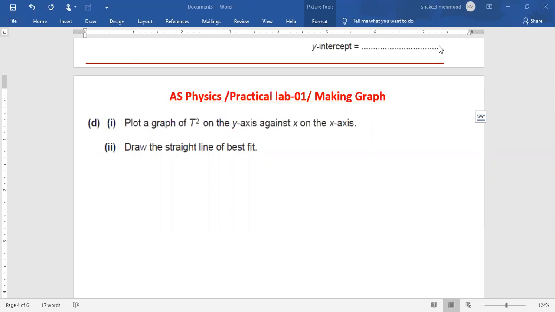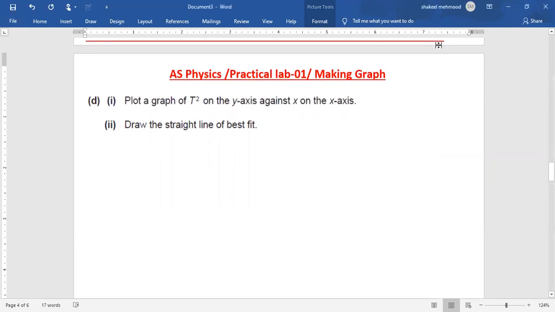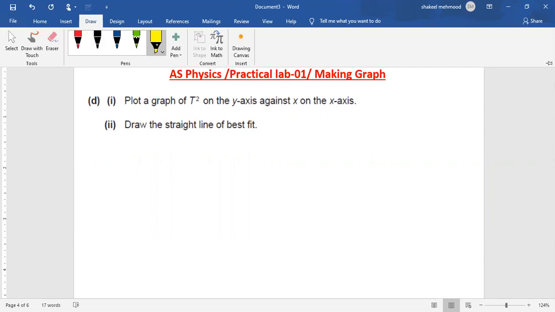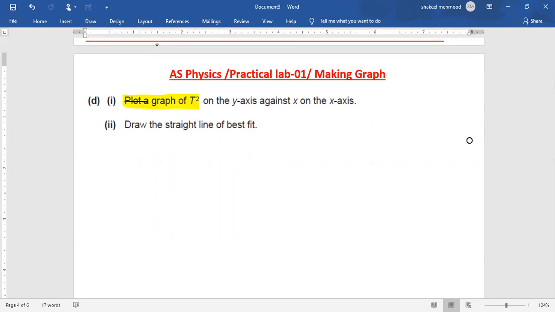About graph making. Keeping in mind, graph making is one of the most important and challenging things in AS level physics practical. So here is the question related to tomorrow's practical. You have to plot a graph of t square on y-axis against x on x-axis, and then you have to draw a straight line of best fit.